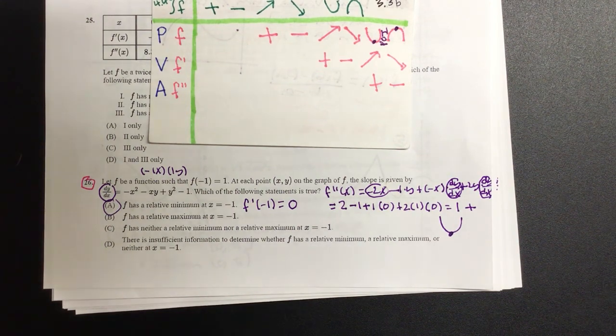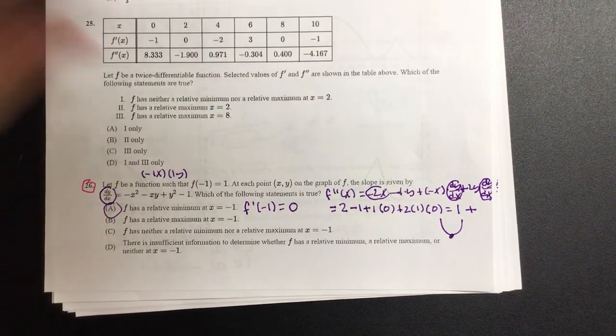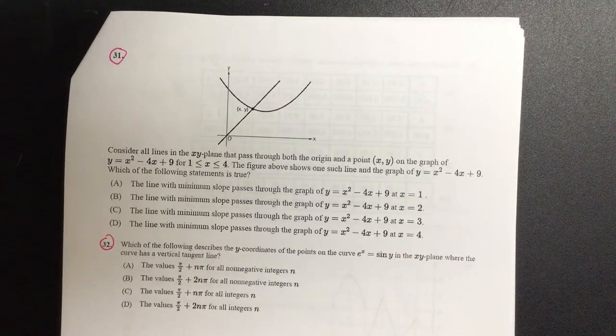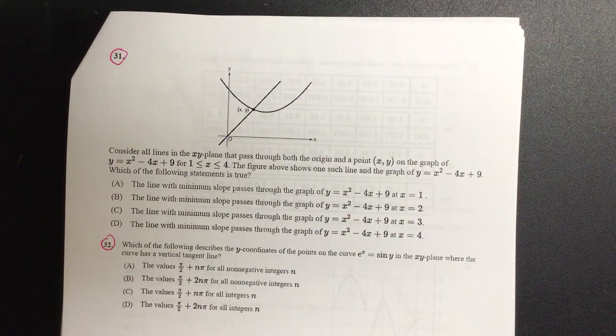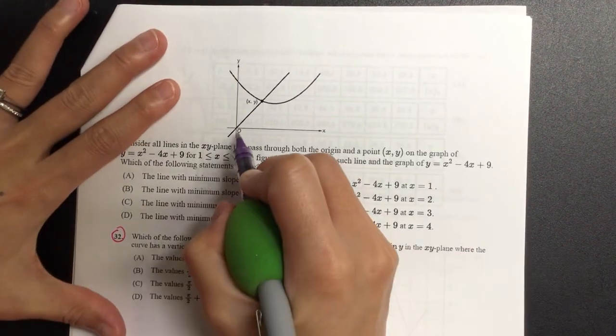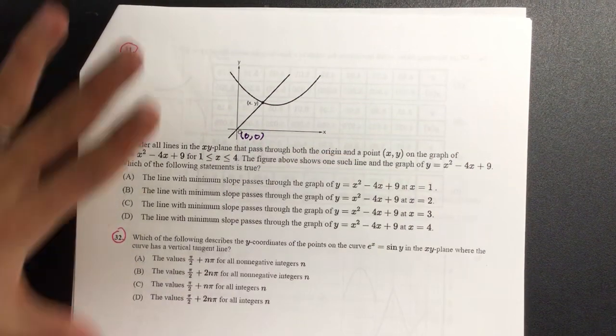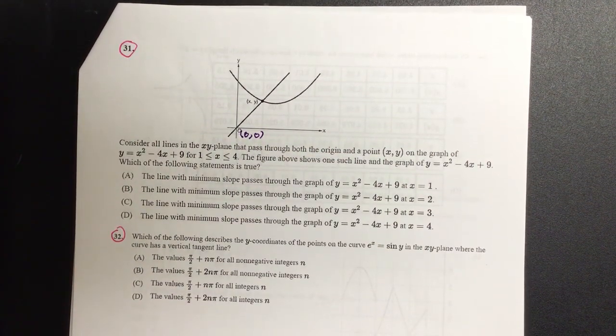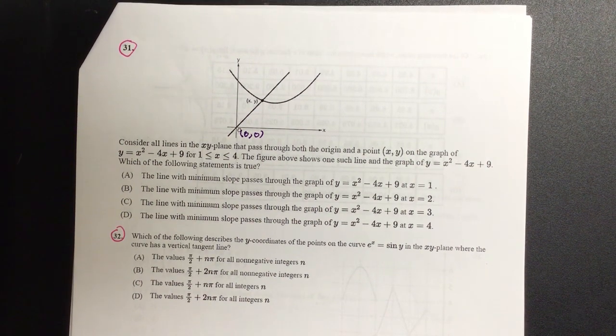Okay, 31 was a little scary because what was not given to us? How many lines are given to us, first of all? 2. But we only know the equation of what? 1. Okay. And that's perfectly fine because we were starting at the origin. Ben, go ahead and read this one. Consider a line from the xy plane to pass through both the origin and point xy on the graph of f of x on the interval 1 to 4. The figure below shows one such line in the graph. Which component is true?